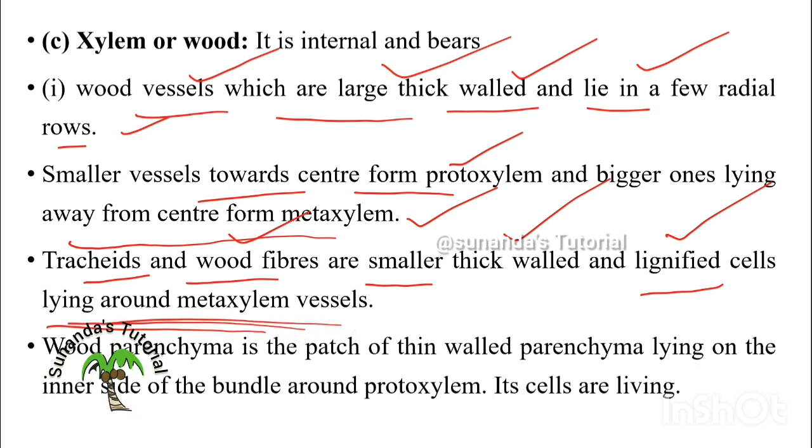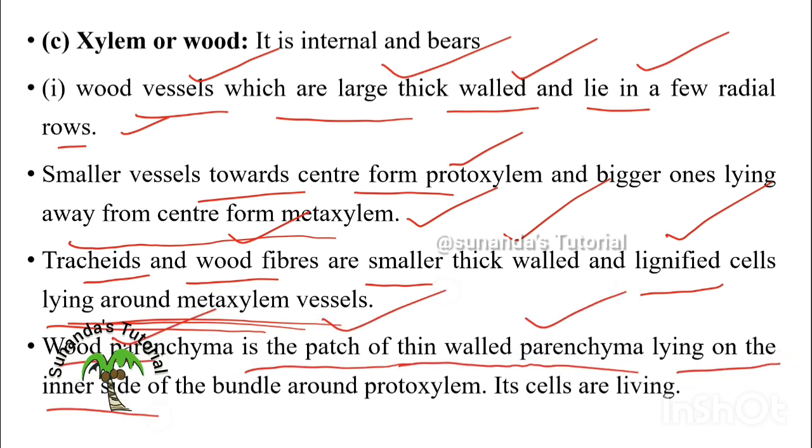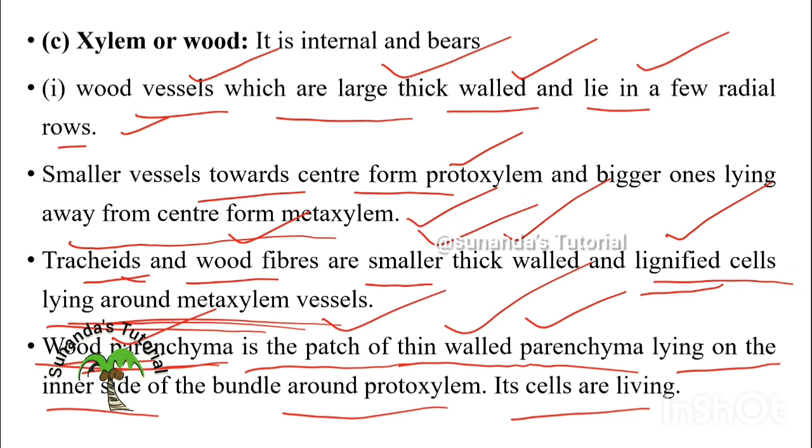vessels. What is the meaning of lignified cells? Those cells which have lignin on their walls, lignin deposition on their wall. Wood parenchyma is the patch of thin-walled parenchyma lying on the inner side of the bundle around the protoxylem, and its cells are living. The cells of wood parenchyma are living, and these are a patch of thin-walled parenchyma present on the inner side of the bundle around protoxylem. And tracheids and wood fibers are thick-walled and lignified cells present around the metaxylem vessels.